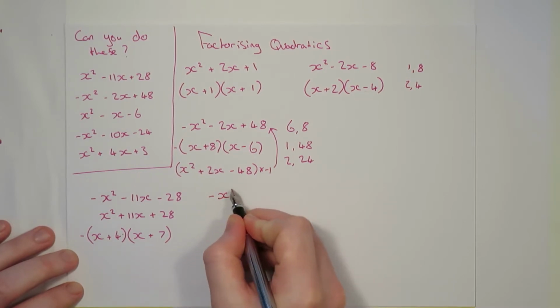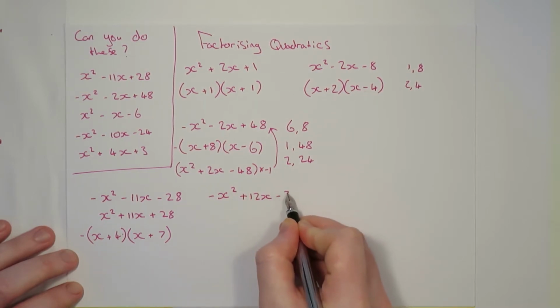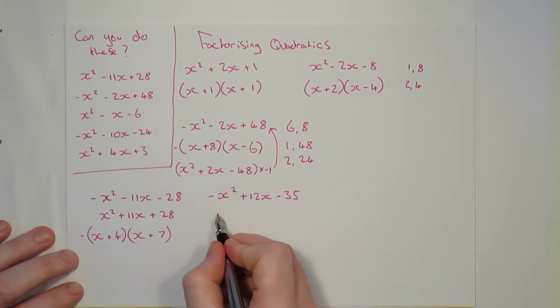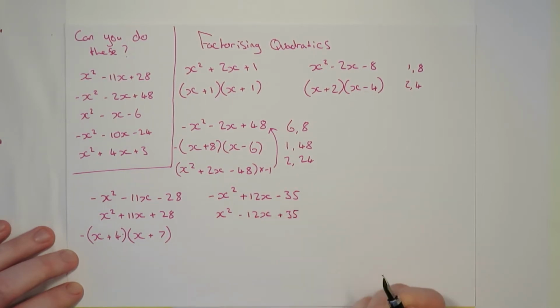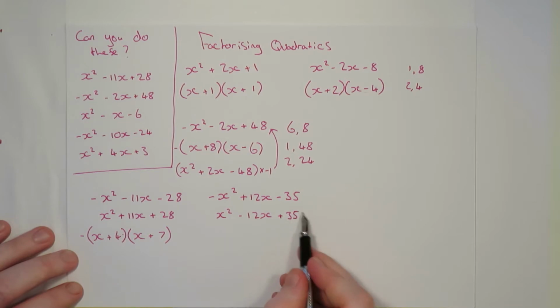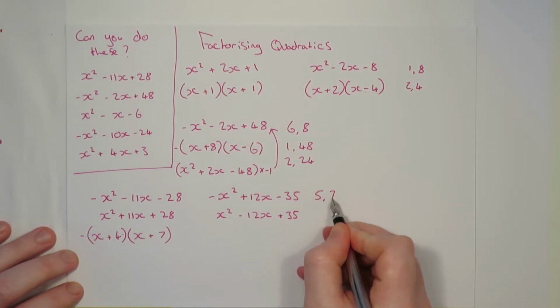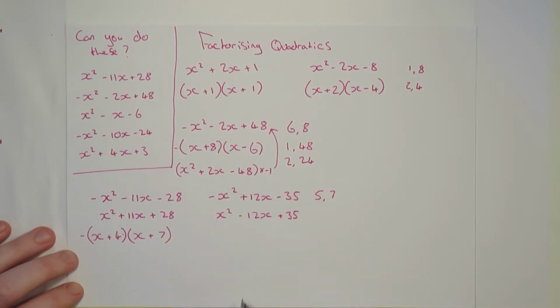Let's try minus x squared plus 12x minus 35. So first step, times every term there by minus 1. So x squared minus 12x plus 35. We need factors of 35. So in this case here, if you're good with your times tables, all of these questions get a little bit easier. Factors of 35, 5 and 7. And as you can see here, you can add these together to give 12, so that's good.